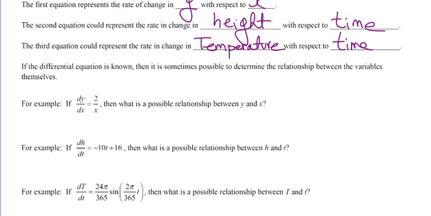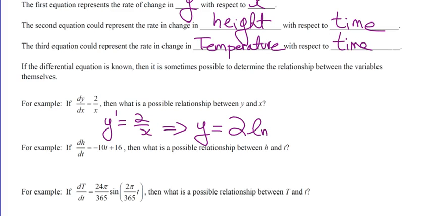If the differential equation is known, it's sometimes possible to determine the relationship between the variables themselves. So if we know that dy by dx is 2 over x, or we could say y prime is 2 over x, so what's y? Think carefully. 2 ln x, yeah. And we put absolute value around the x, right? Because 2 ln absolute value x, and to finish it off, plus c.